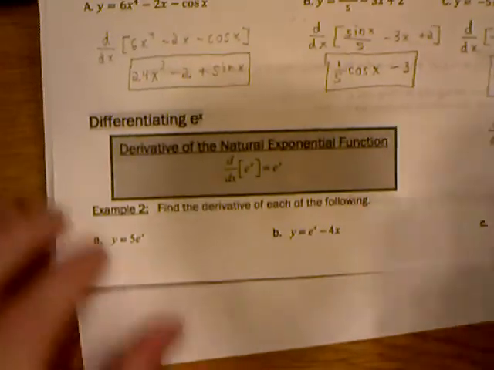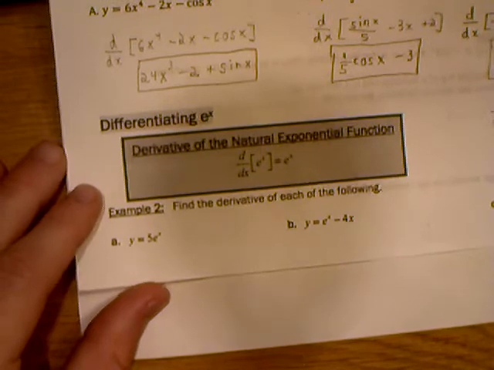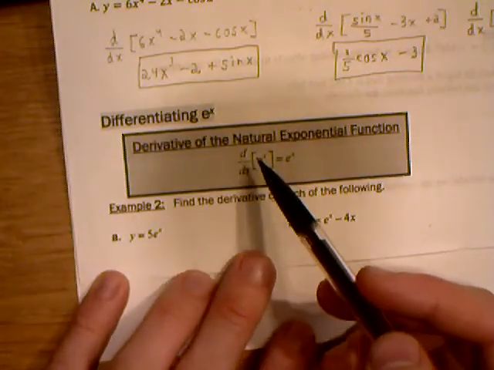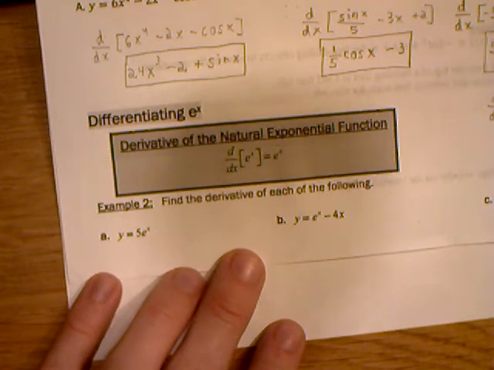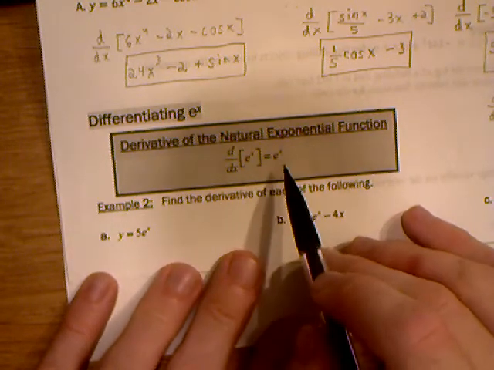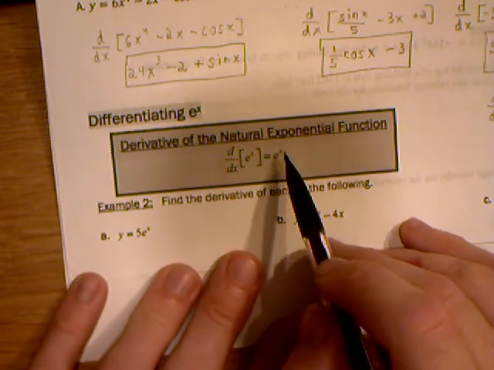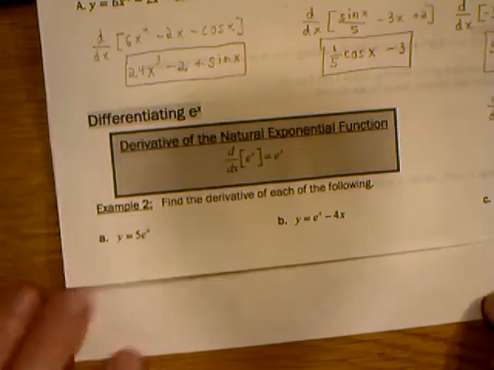So let's go down here. Here's another special derivative we have to talk about, the derivative of the natural exponential function. This is a very easy one to remember because the derivative of e to the x is just e to the x. It stays exactly the same. So now let's take a look at A.